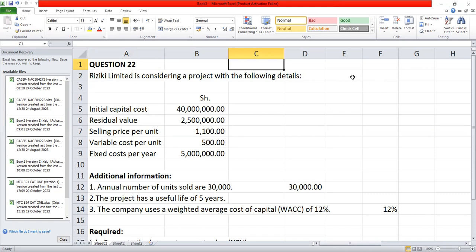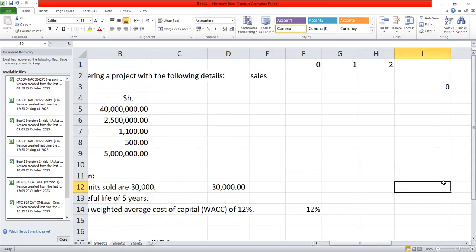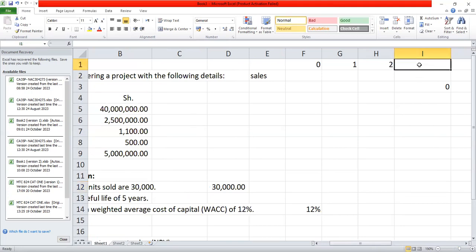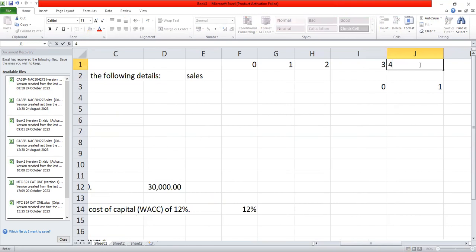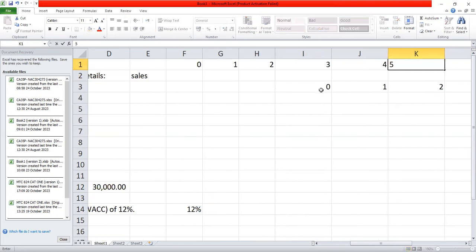So it is just straightforward. Let's start with the sales. Remember, this project is 5 years, so we can have year 0, then year 1, then year 2, year 3, year 4, year 5. And we'll do away with these ones. Now, year 0, we don't have anything for year 0.